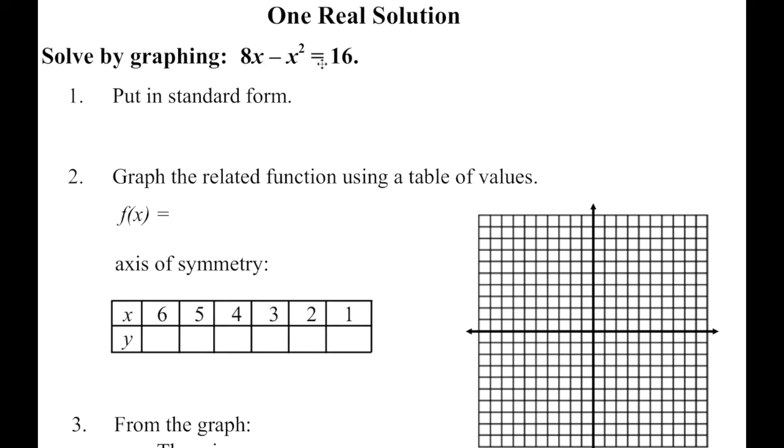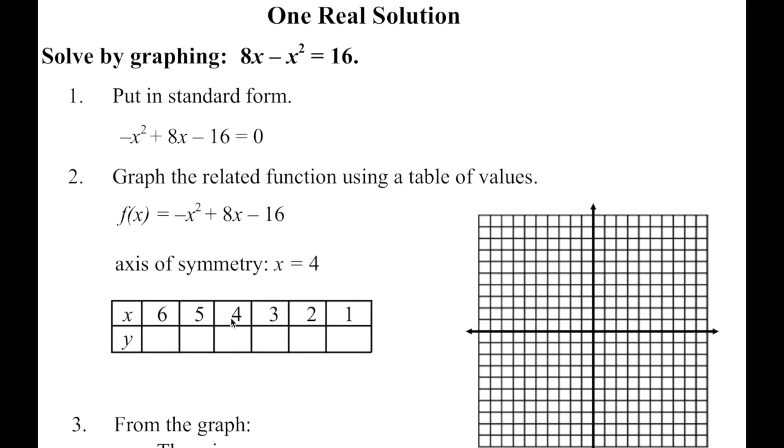First thing we want to do is put this equation in standard form. So in standard form, we have negative x squared, then we have our linear term, and then we subtract 16 from both sides and get a 0 on the right. So that is the equation in standard form. In function form, same thing, except instead of equals 0, it equals f of x. The axis of symmetry is the opposite of 8, so we'll have negative 8 over 2 times negative 1, which gives us x equal 4.